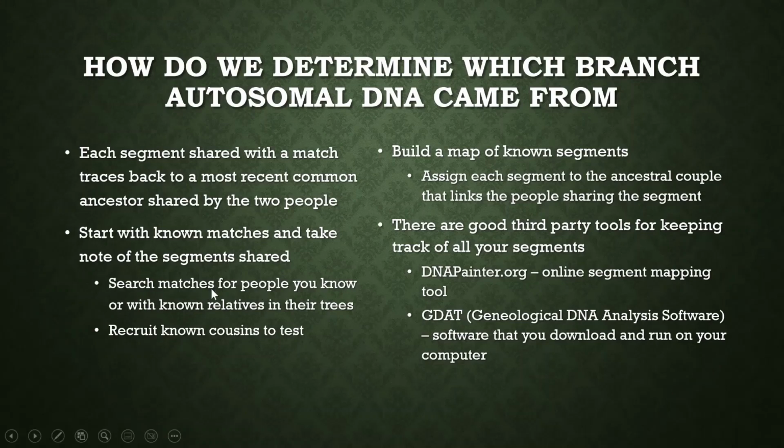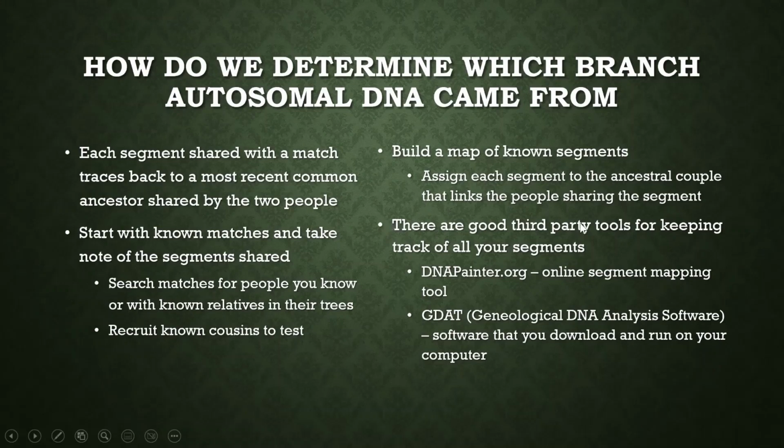So you search your matches for people that you know or who have known relatives in their trees, or if you don't have any of those, you can also recruit your own known cousins to do DNA tests. And then you start building a map of those known segments. Each segment where you know that, okay, with this person our common ancestry traces through this ancestor, you assign that segment to either the ancestral couple, if it's the full relationship, or it may be a single person if it's a half cousin relationship.